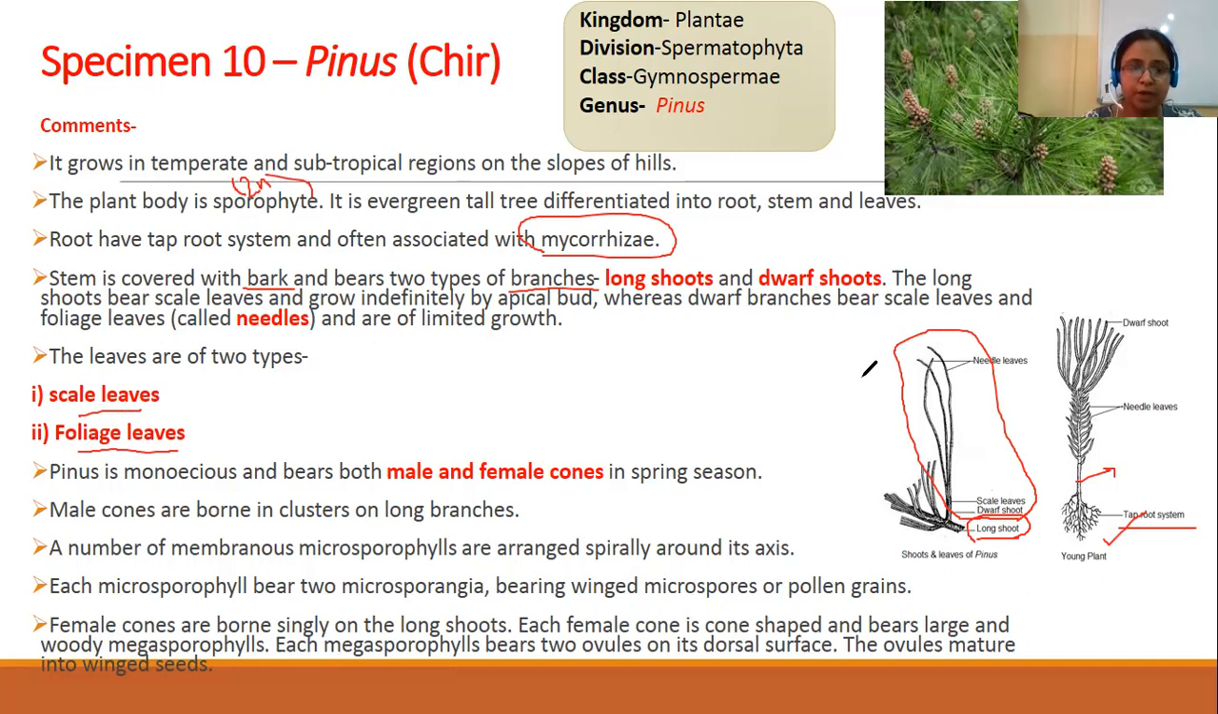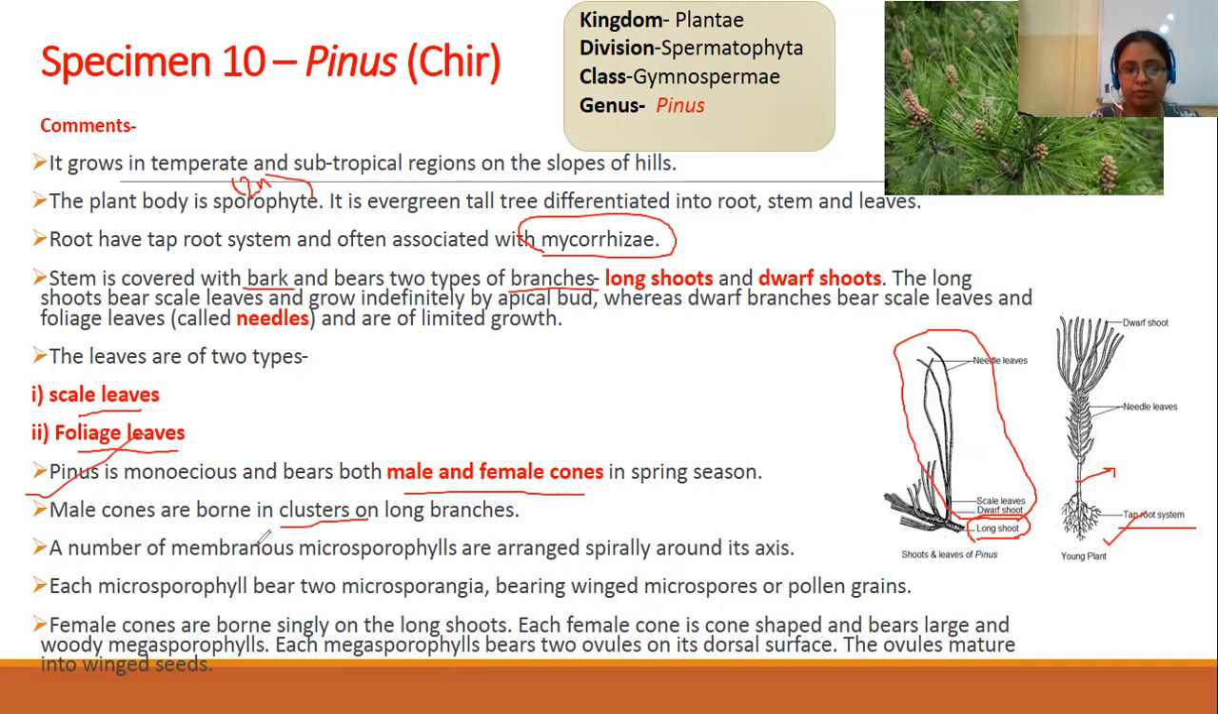Now, see, this Pinus is monoecious. It bears both male and female cones in the spring season. At the time of the reproductive phase in this plant, it will bear both male and female cones in the spring season. Fine. Here you can see the male cones. They are borne in clusters on the long branches, on these long shoots.